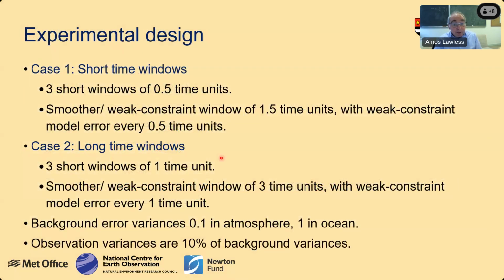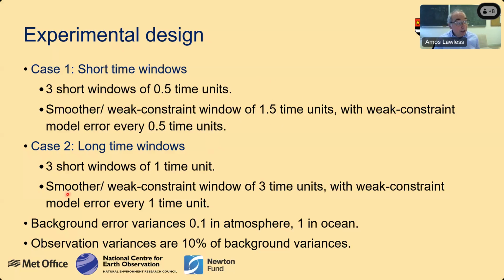So we're going to use these 2 cases. The short time window case is based on that previous ensemble. We're going to have 3 short windows of 0.5 time units. When we do either the smoother over the long window or the weak constraint over the whole window, this is over a window of 1.5 time units. With the weak constraint system, the atmosphere model error is specified at the end of each short window, every half a time unit.